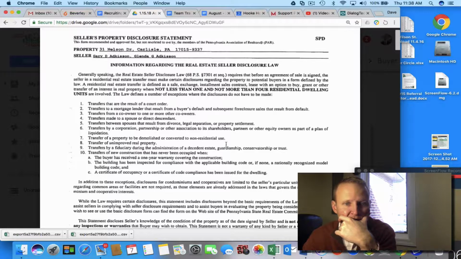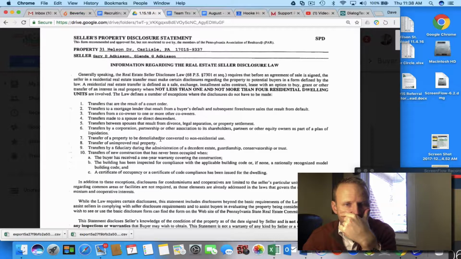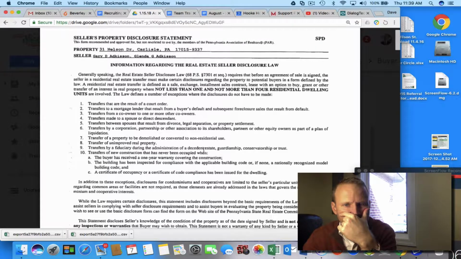Transfer of a property to be demolished or converted to commercial use. Transfer of unimproved real property. So that would be, I think, land with no improvements on it. Transfers by a fiduciary during the administration of a decedent's estate, guardianship, conservatorship, or trust. I don't know what descendant means. So estates are exempt.